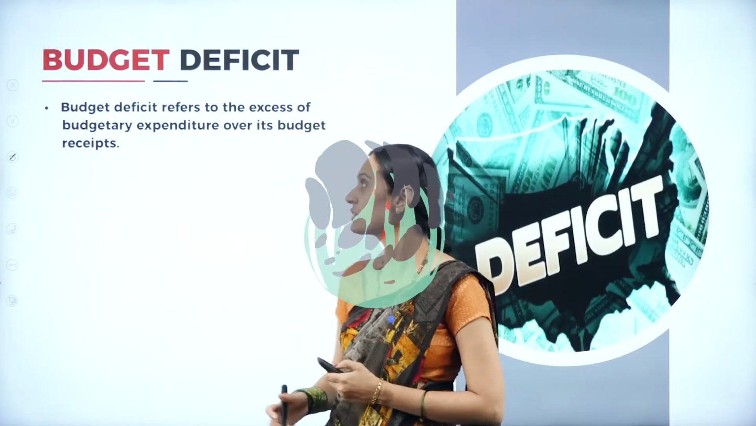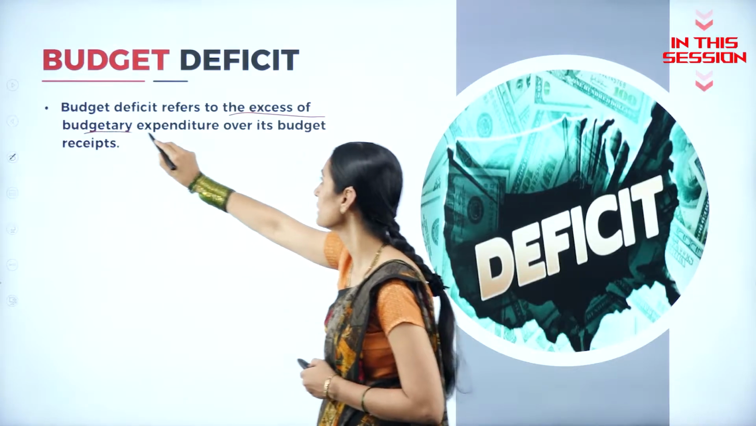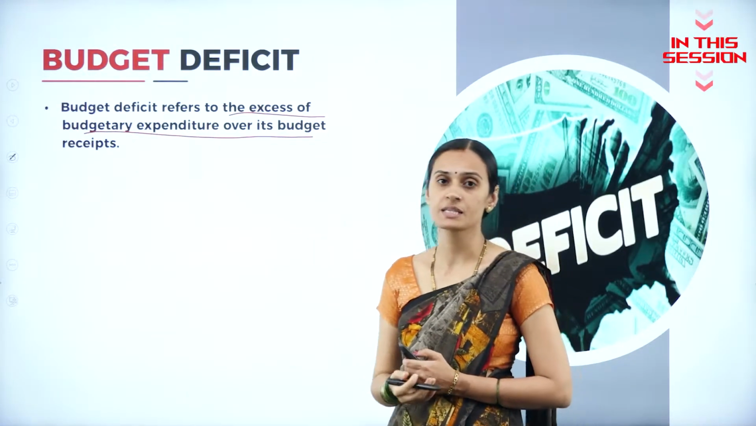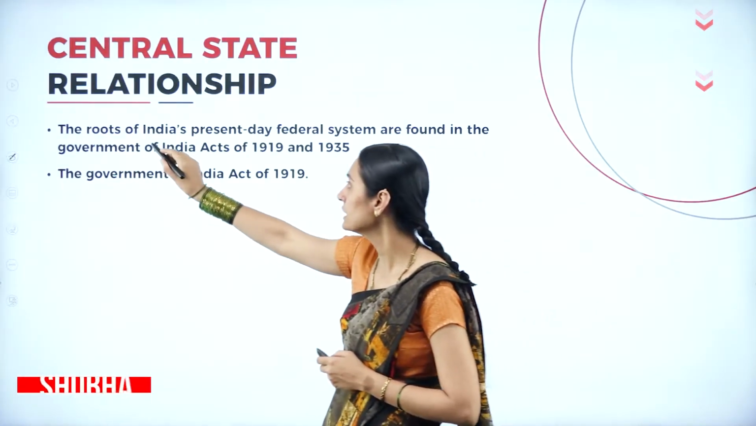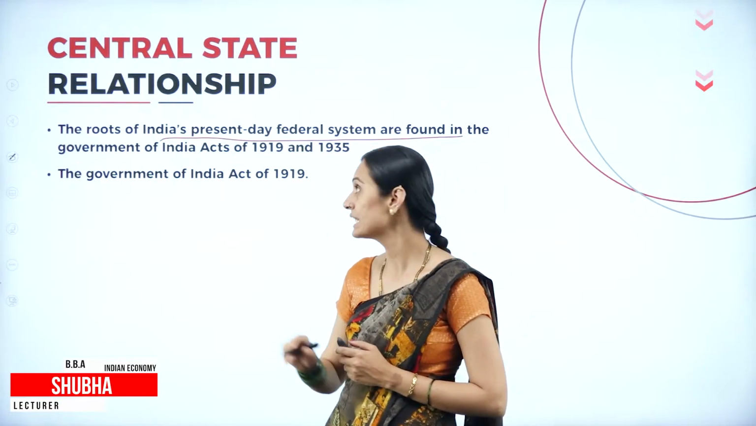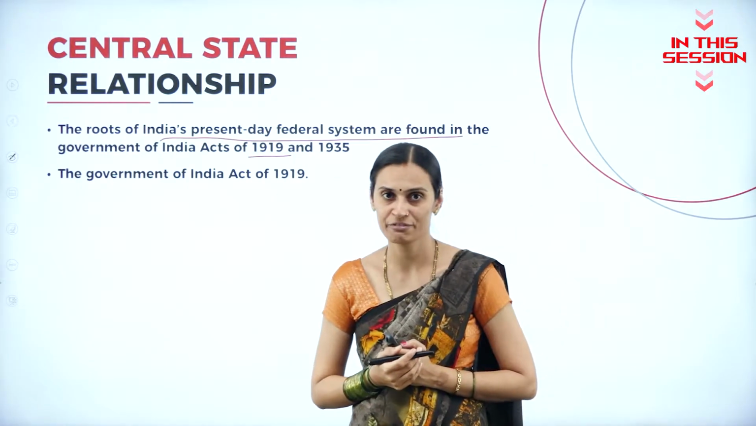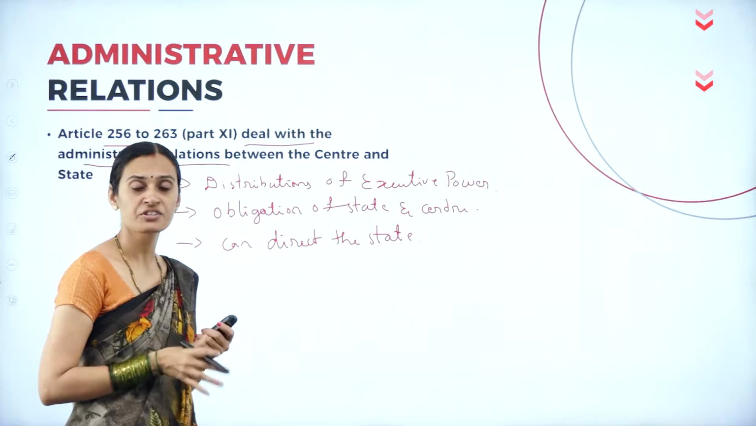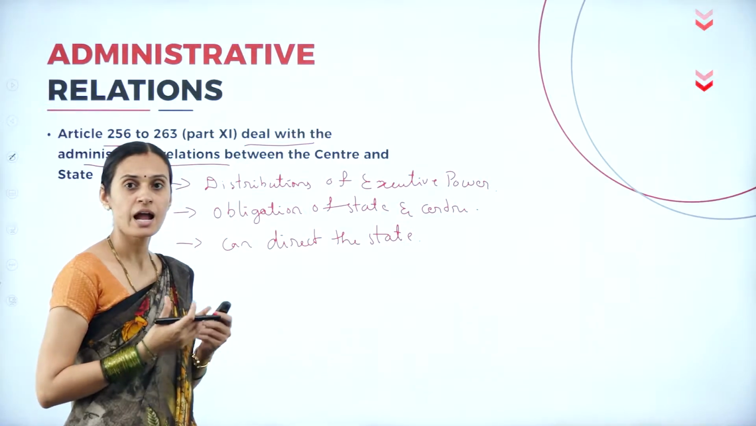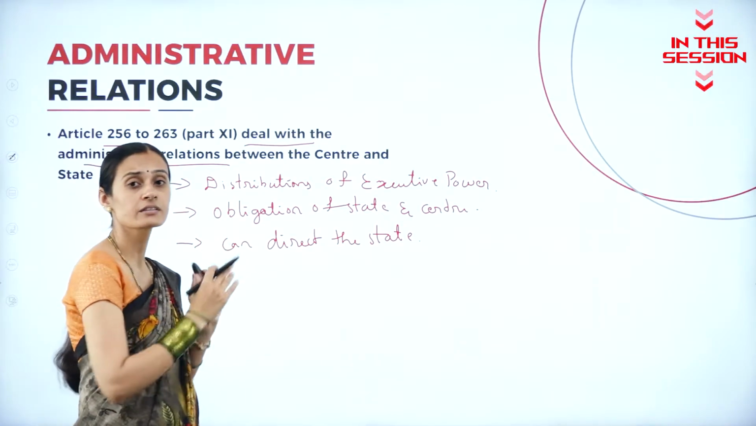Budget deficit refers to the excess of budgetary expenditure over the budget receipt. The roots of India's present-day federal system are founded in the Government of India Act of 1935. About any financial matter, any administrative matter and any legislative matter, whatever it is, the center can direct the state.